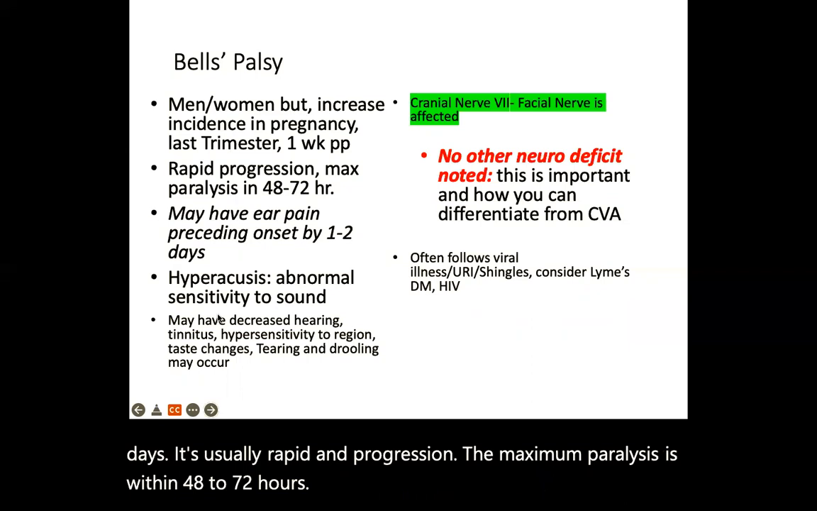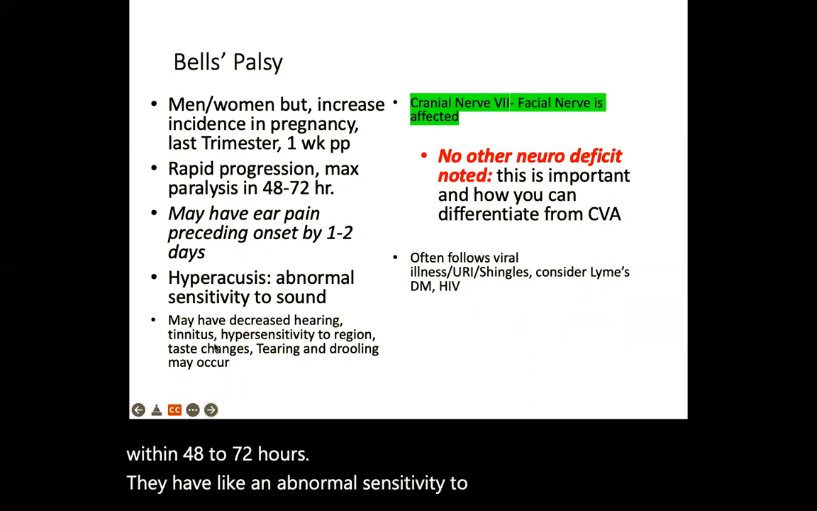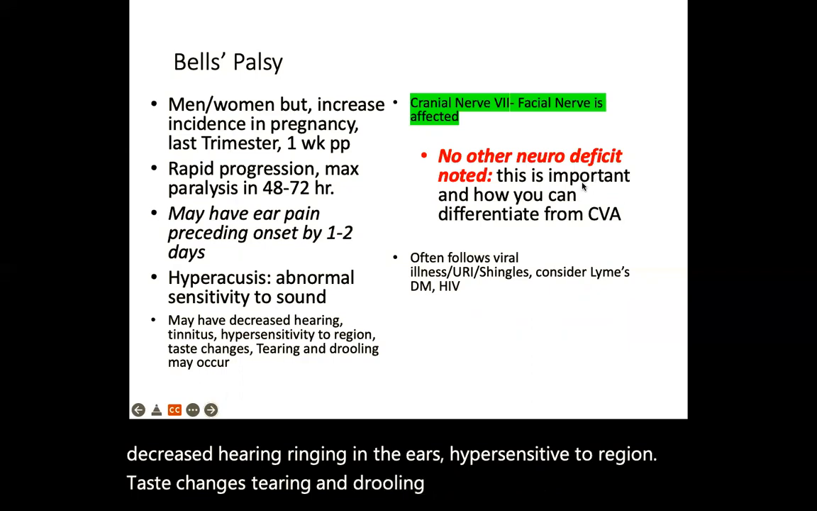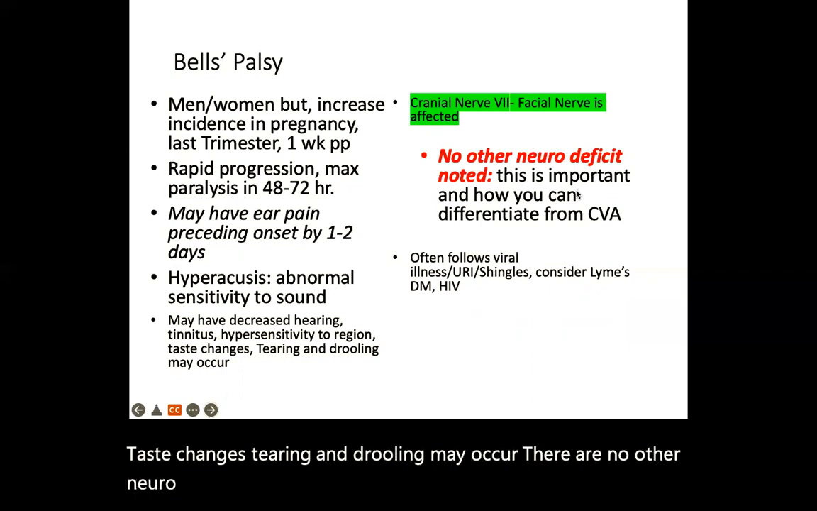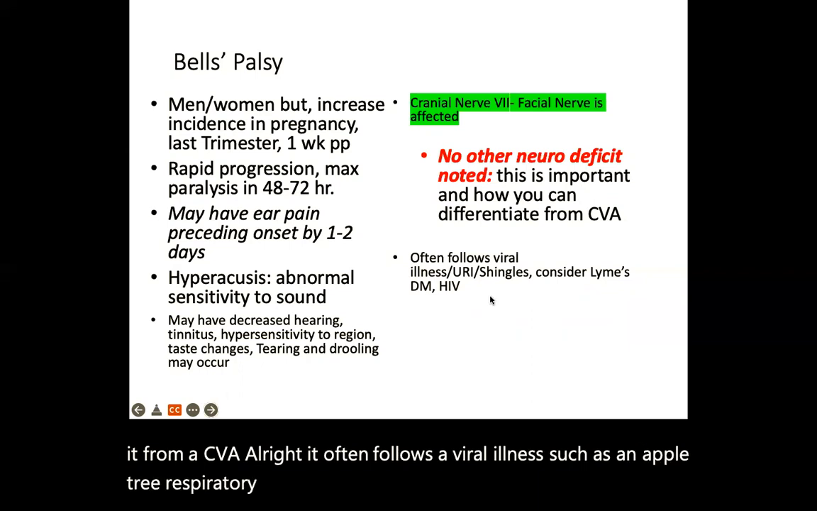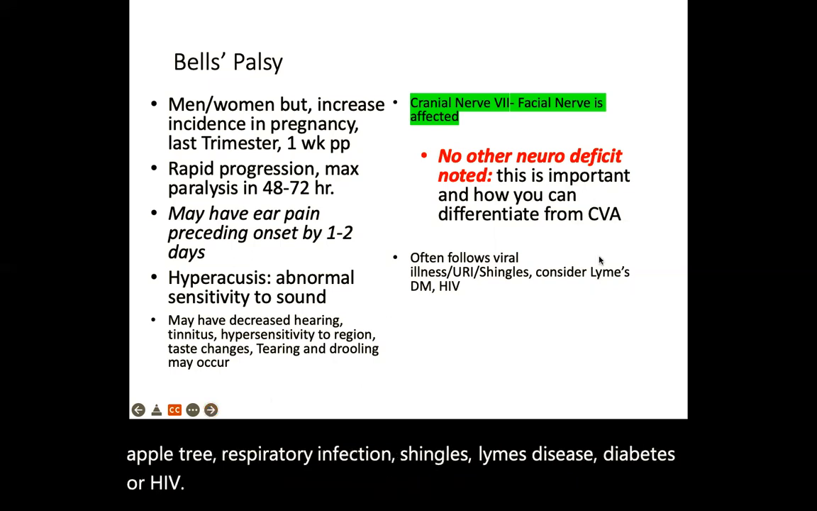They have an abnormal sensitivity to sound. They may have decreased hearing, ringing in the ears, and hypersensitivity to noise. Taste changes, tearing, and drooling may occur. There are no other neurodeficits noted. This is important in how you can differentiate it from a CVA. It often follows a viral illness such as an upper respiratory infection, shingles, Lyme disease, diabetes, or HIV. So that's what you want to consider.